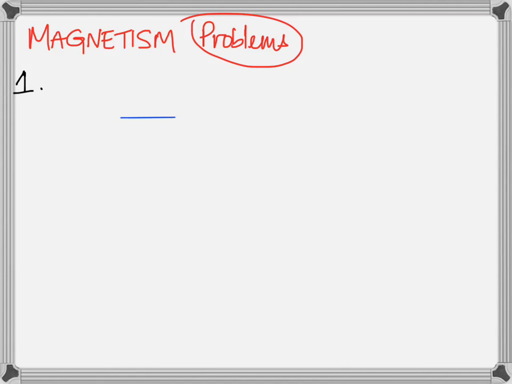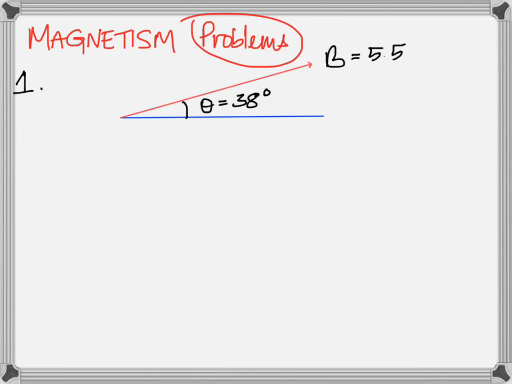Problems on magnetism, problem set number 9. In the first question, you have this 1.5 meter length of a wire carrying a current of 4.5 ampere, and the Earth's magnetic field is making an angle of 38 degrees. From the diagram, the Earth's magnetic field is given as 5.5 times 10 to the negative 5 Tesla. So that is the diagram, and you're asked to find the force.